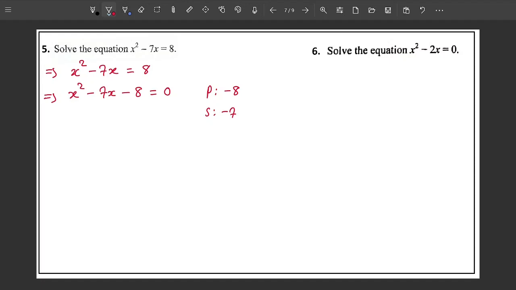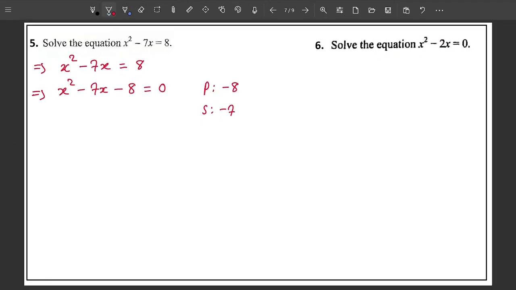Then we'll look for two numbers which, when we multiply them, will give us negative 8, and when we add them, they'll give us negative 7. So these are actually negative 8 and positive 1. For instance, if we say negative 8 times 1, it will still give us negative 8. And if we say negative 8 plus 1, it will give us negative 7. So we have rightfully found the two numbers.